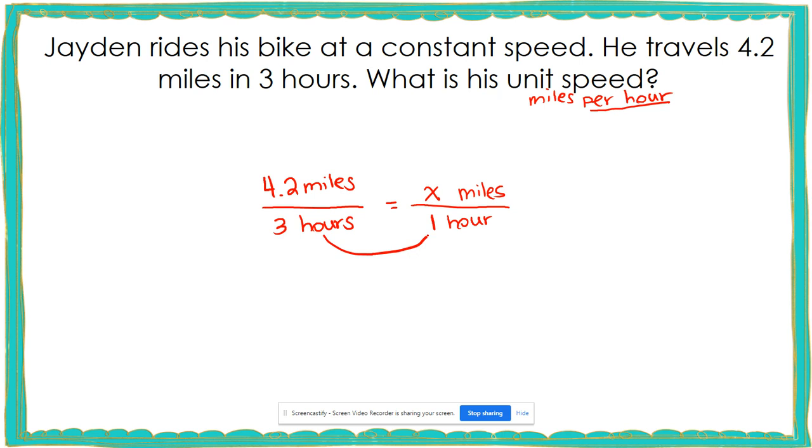Now, to get from 3 to 1, I would have divided by 3, which means that to get from 4.2 to x, I would also have to divide by 3. When I do 4.2 divided by 3, I get x equals 1.4. So this means that Jayden travels at a speed of 1.4 miles per hour.